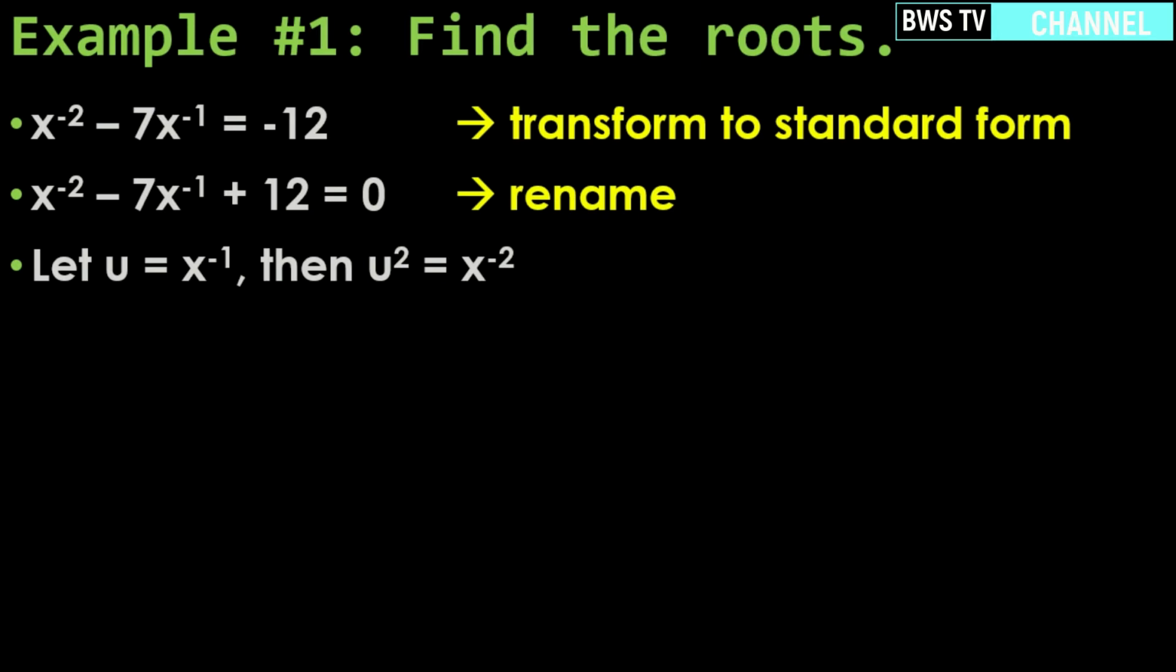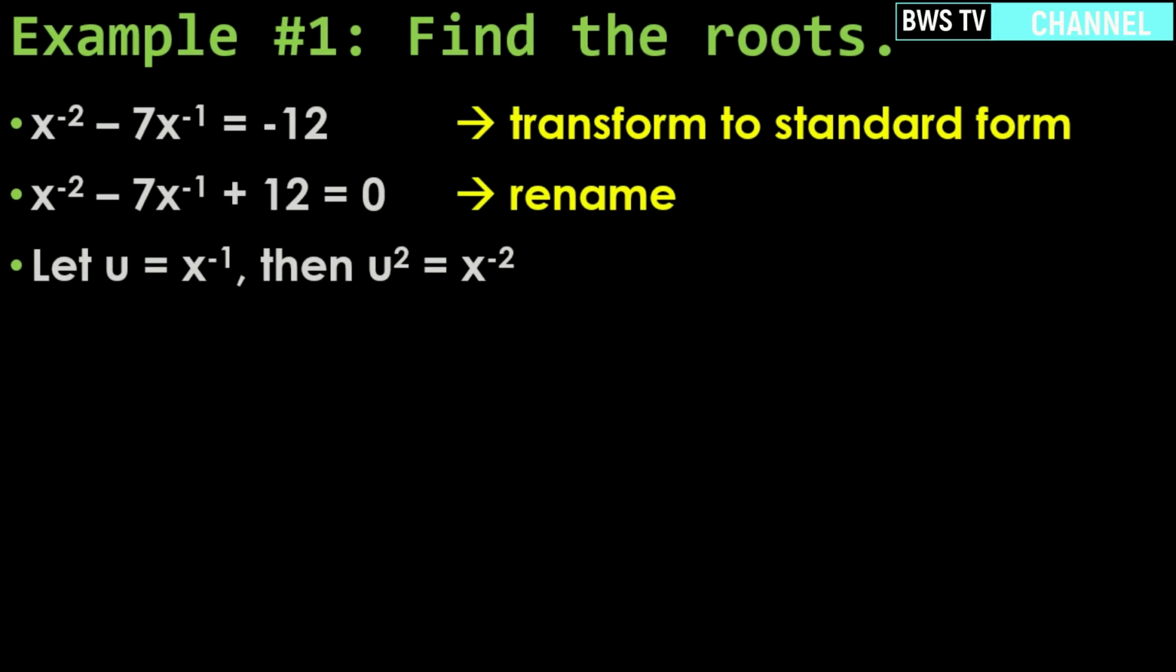Yes, for me, I am comfortable using letter u. But if you would like to use another letter such as A, such as B, C, it doesn't matter as long as you are renaming it with the same letter. U is equal to x to the power of negative 1. Then u squared is equal to x to the power of negative 2. So if you are using A letter, let's say A is equal to x to the power of negative 1, then A squared is equal to x to the power of negative 2.